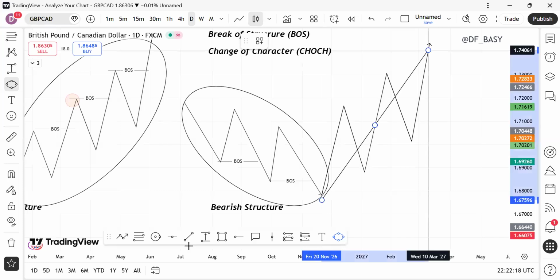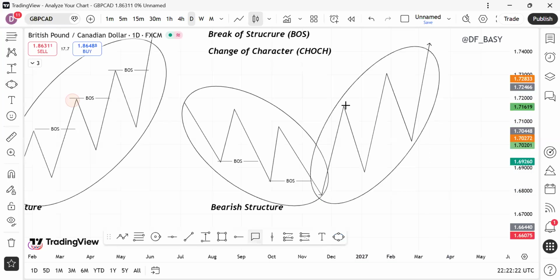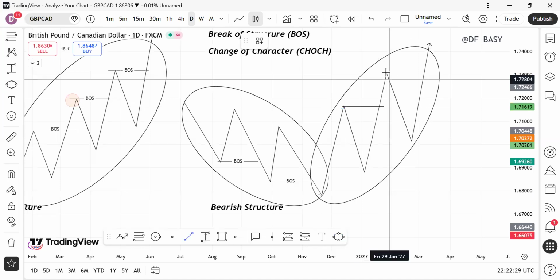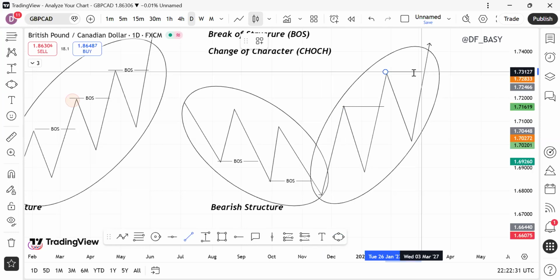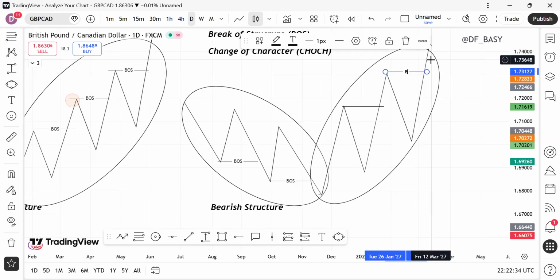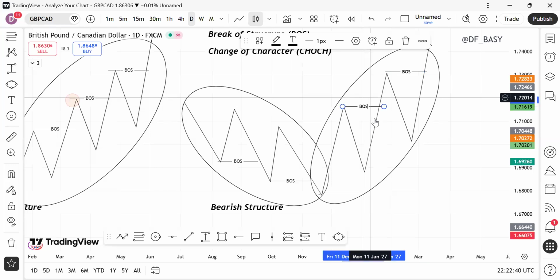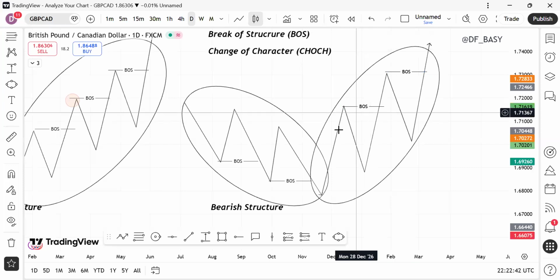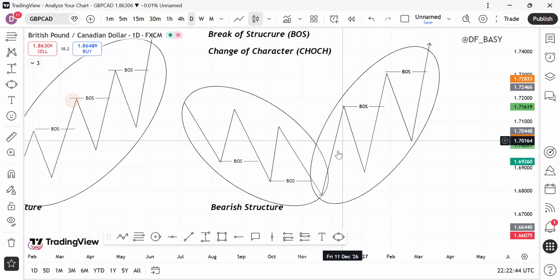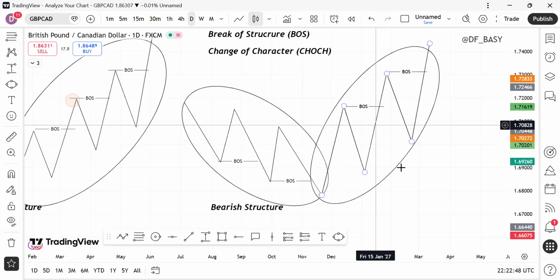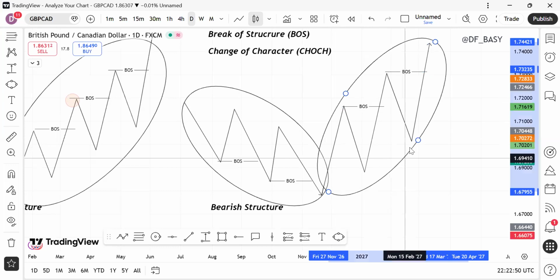So have you seen that it starts now breaking structure to the upside? That's breaking structure to the upside. So you have your BOS here, you have a BOS here. So when this occurs, you can see the market has changed from being a bearish structure to a bullish structure over here. So now this is the bullish structure.